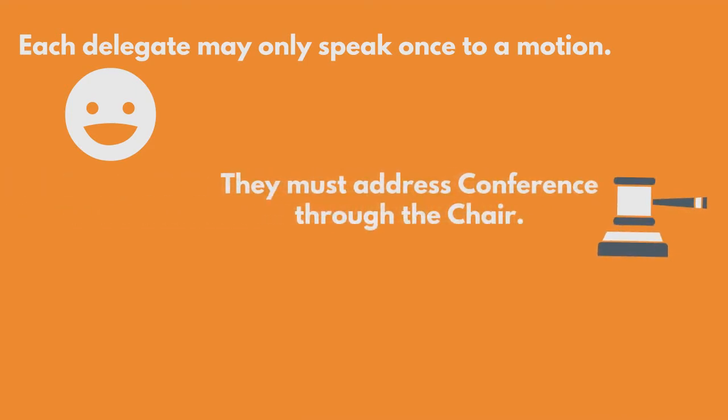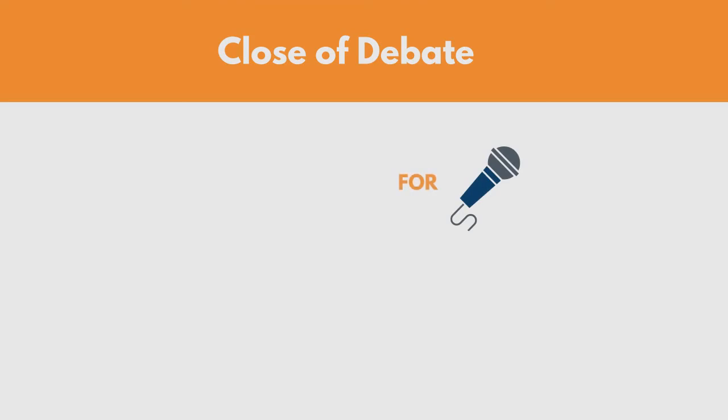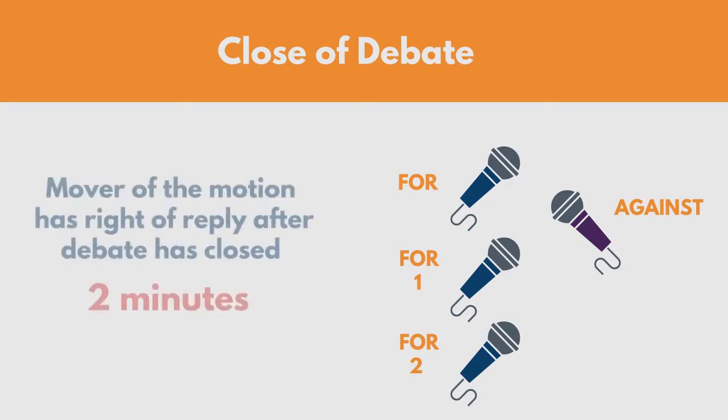When you do speak, you must address conference through the chair as they control debate. If you are an observer at conference, you don't have the right to speak during debate. Only registered delegates have that right. The chair will close debate and can do so if 2 delegates have spoken for or against the motion consecutively. This is to prevent repetitive discussion. Once debate has closed, the mover of the motion has the right of reply and has 2 minutes for this.